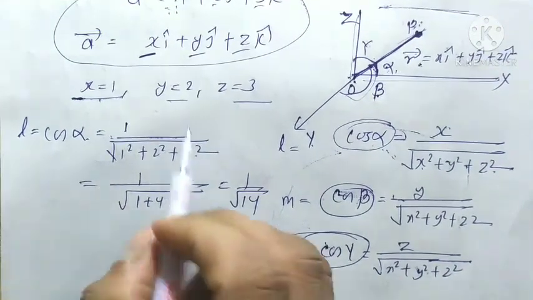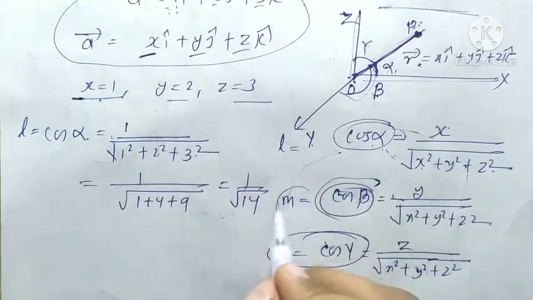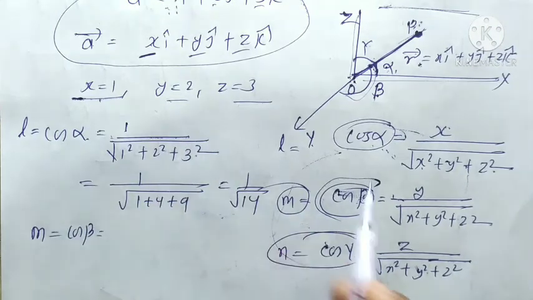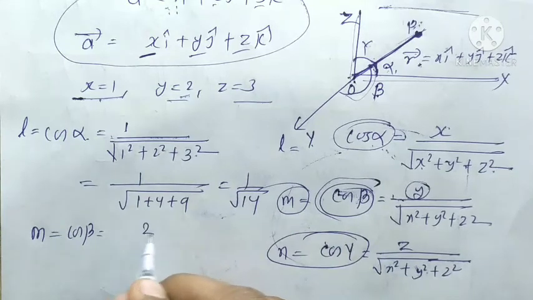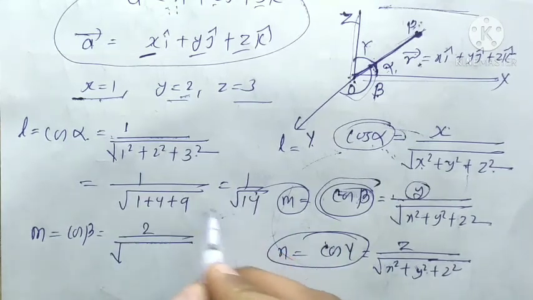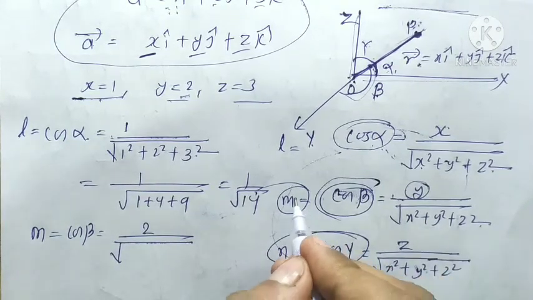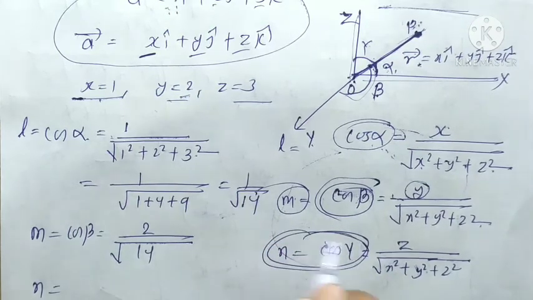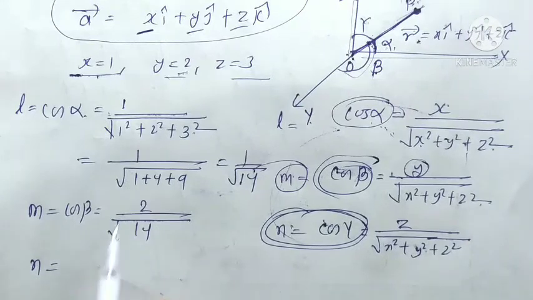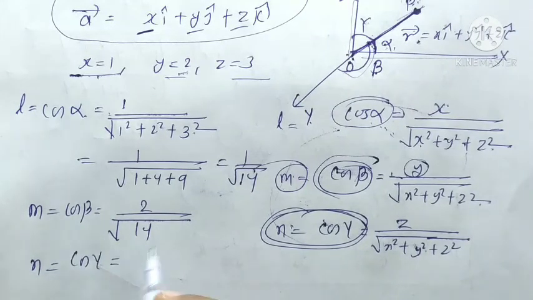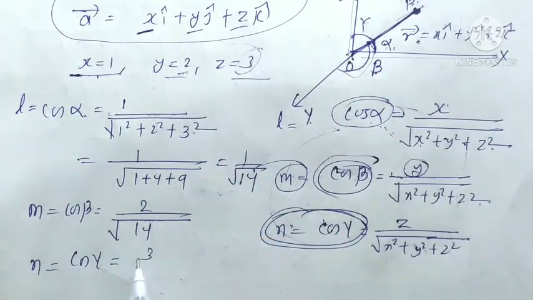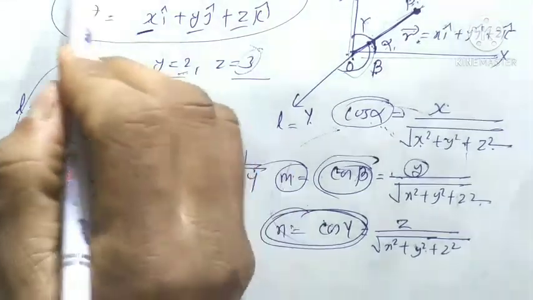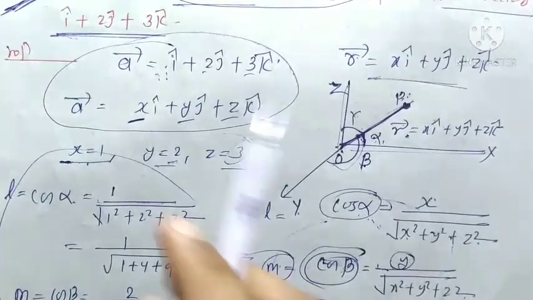Similarly m, which is cos beta, is equal to y, and the value of y is 2, upon the same value, root 14. And n, that is cos gamma, is equal to 3 upon root 14. These are all the direction cosines of this vector a.